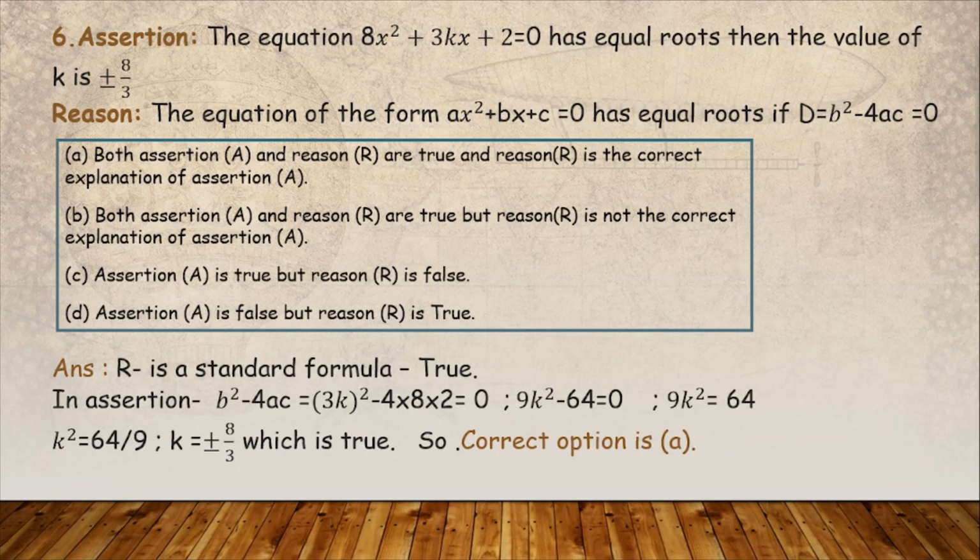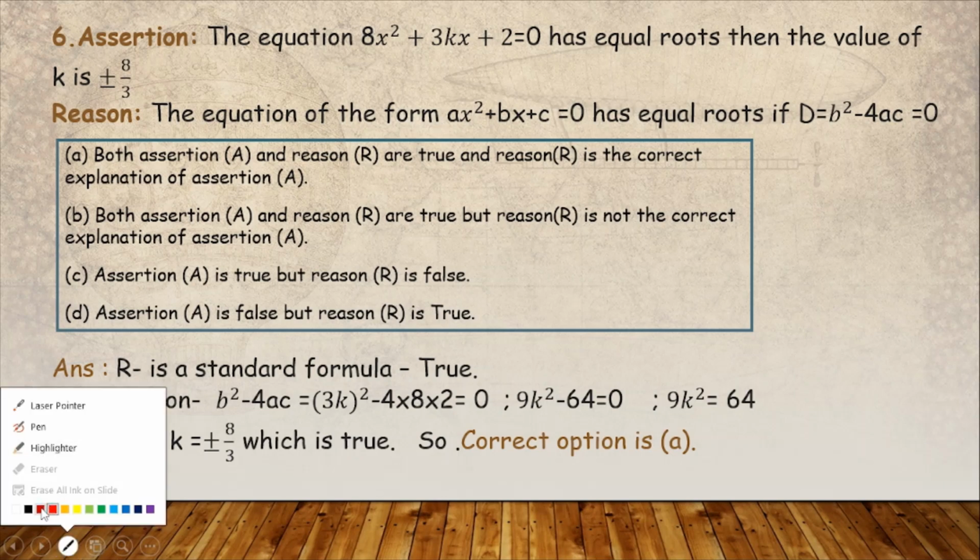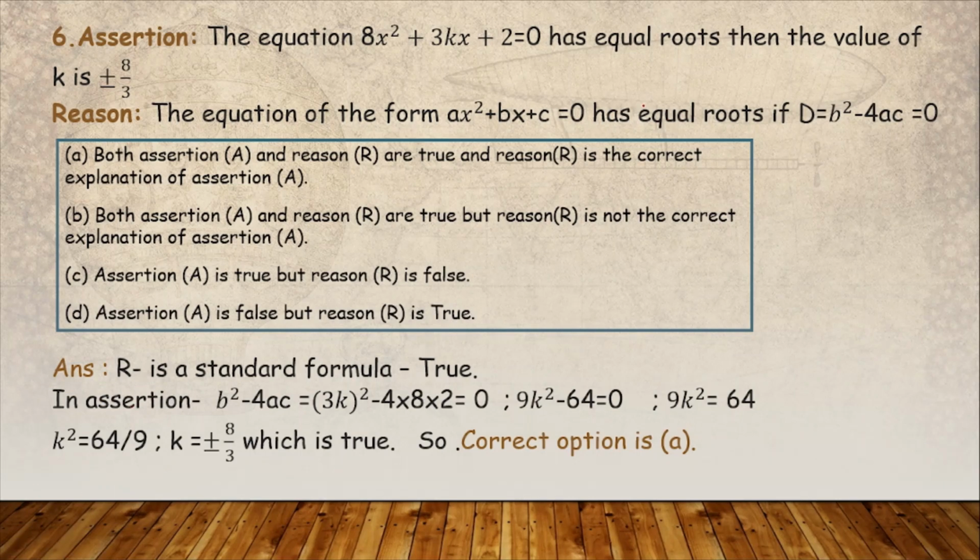Question number 6. Assertion: the equation 8x square plus 3kx plus 2 equal to 0 has equal roots, then the value of k is plus or minus 8 by 3. The reason is: the equation of the form ax square plus bx plus c equal to 0 has equal roots if the discriminant b square minus 4ac equal to 0. Yes, R is a true statement. The reason is a true statement. So we can say this is true. It is a correct statement, a property, a rule.